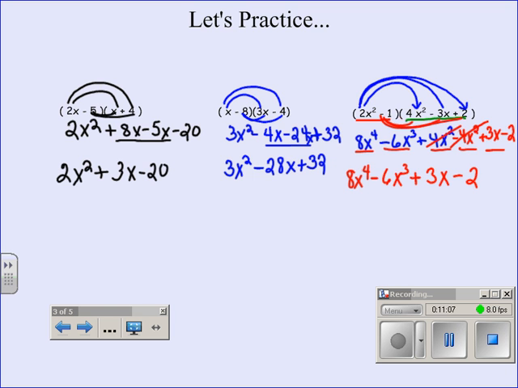When I multiply 2x squared minus 1 times 4x squared minus 3x plus 2, my answer, the product, will be 8x to the fourth minus 6x cubed plus 3x minus 2.